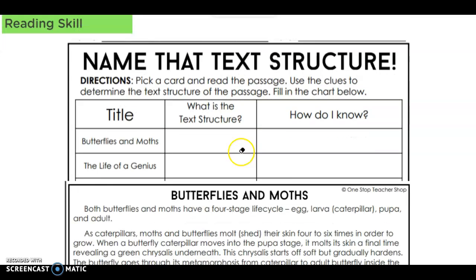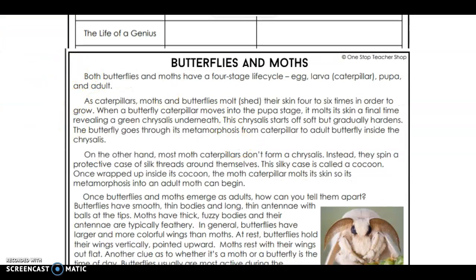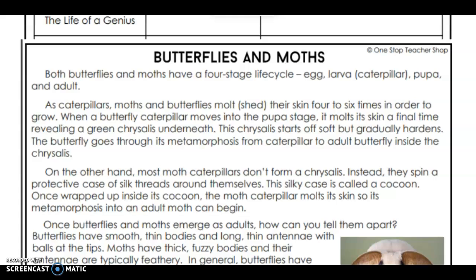Follow along with me as we are reading and highlight our keywords with me. Butterflies and Moths. Both butterflies and moths have a 4-stage life cycle: egg, larva, pupa, and adult. I know this word both is a key word for compare and contrast, but I need to make sure that it is comparing and contrasting the whole thing. So I'm going to keep reading.